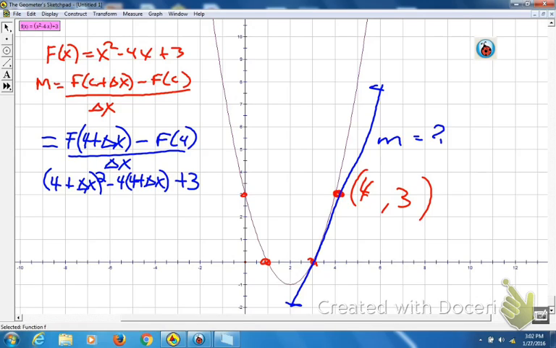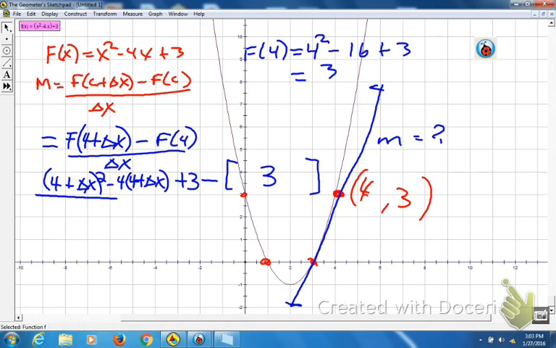And of course this whole thing is minus f of c, which is f of 4. If I go up here, we already know what this is. f of 4, I'll do this up here on the sidebar. f of 4 is going to equal 4 squared minus 4 times 4, which is 16, plus 3. So if I do all that, we know that this is going to equal 3. So save a little bit of work in here. This is going to be 3. We're going to divide this whole thing by delta x.